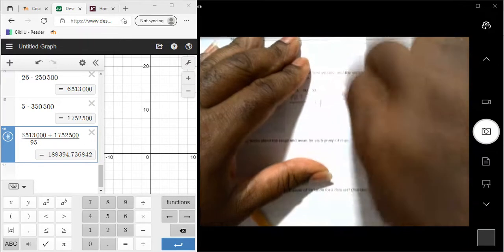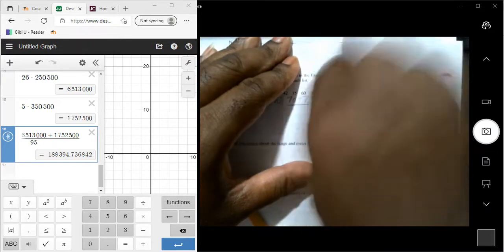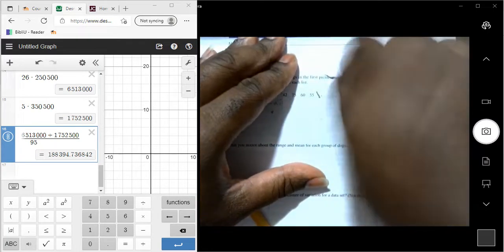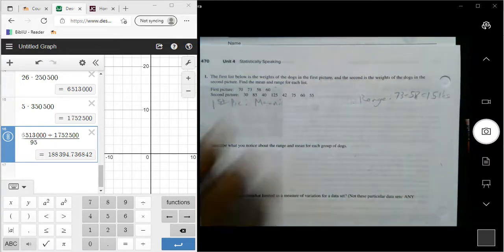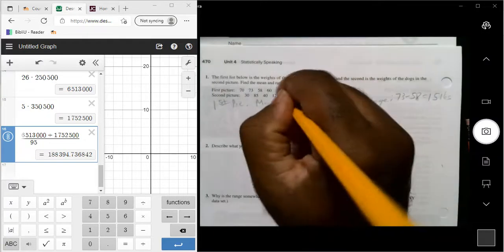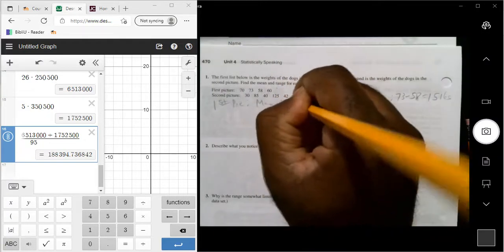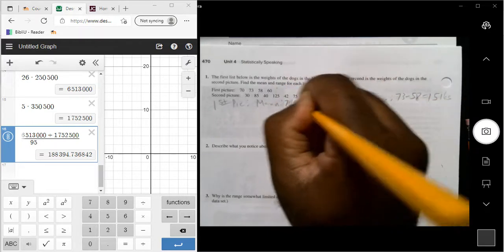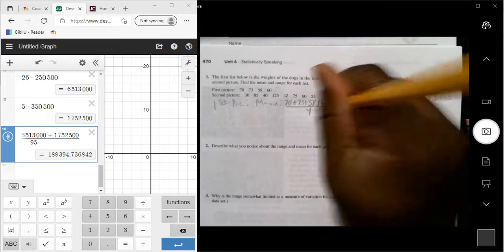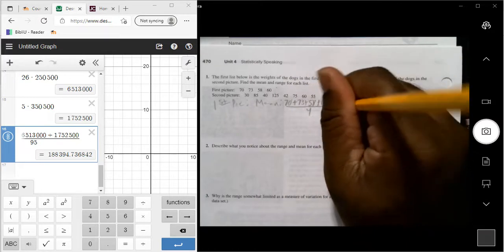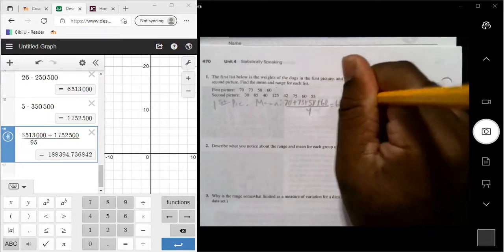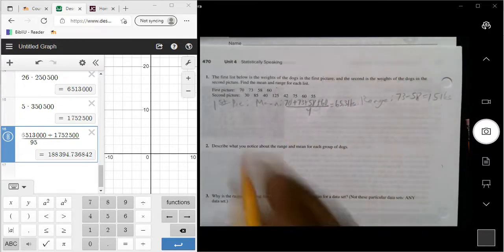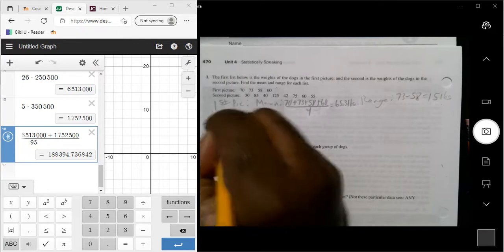So I put this a little too close. Let me change this up a little bit. So we have 70 plus 73 plus 58 plus 60 divided by 4. And that would equal 65.3 pounds. Okay, so this is the mean, this is the range. Now we'll go to the second picture.